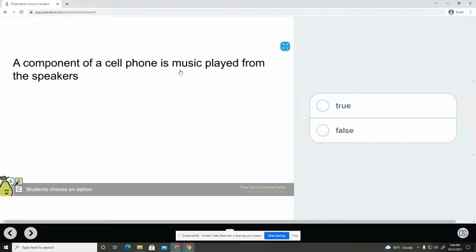A component of a cell phone is music played from the speakers. Is that true or false? That would be false because it's an output of the system rather than a component. A component would be the speakers themselves, but the music played from it is an output.